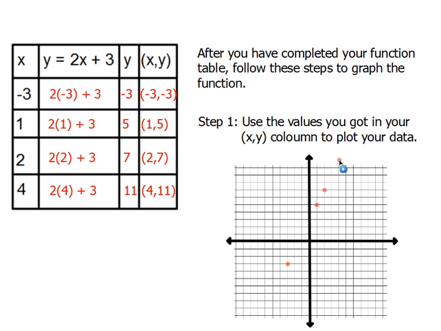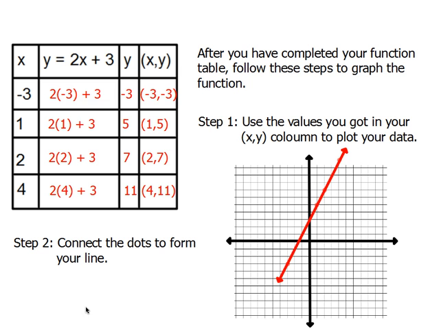After I graph my points, all I'm going to do is connect my dots to form my line. So there's my line right there. Now this line represents this function, and any point on this line will make this function true.